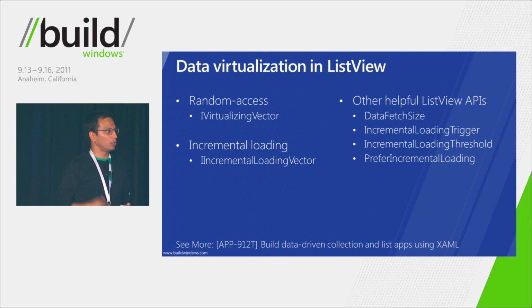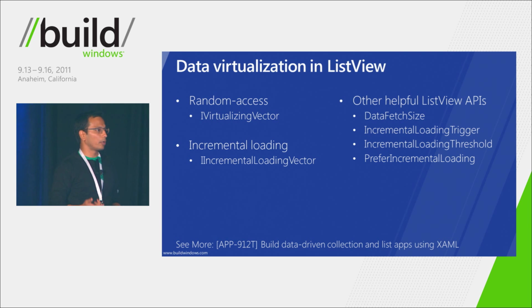The unit for DataFetchSize is pages. By default, it's I think 3 to 4 pages or something like that. So you can go tweak that if you want to download 5 pages or 10 pages of data in one go, or maybe just 1 page of data, depending on how rich your data is and other constraints. So that's one. And I want to call out here that DataFetchSize is actually pertinent to both incremental loading and random access. For both of them, you can control how much data is downloaded.